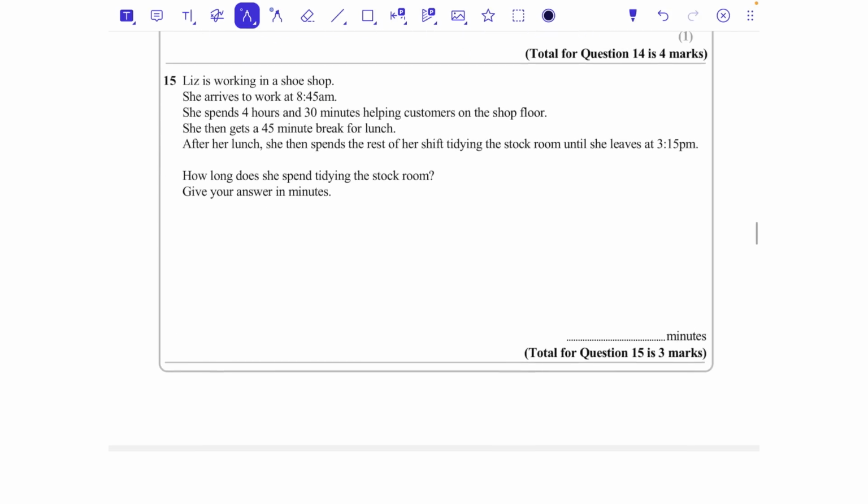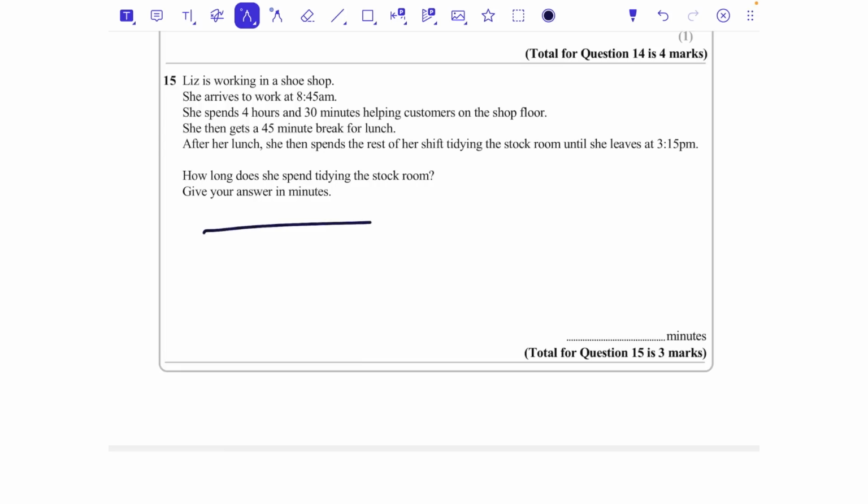So, question number 15. Liz is working in a shoe shop. She arrives to work at 8:45 a.m. She spends 4 hours and 30 minutes helping customers on the shop floor. She then gets a 45-minute break for lunch. After her lunch, she then spends the rest of her shift tidying the stockroom until she leaves at 3:15. How long does she spend tidying the stockroom? Give your answer in minutes.